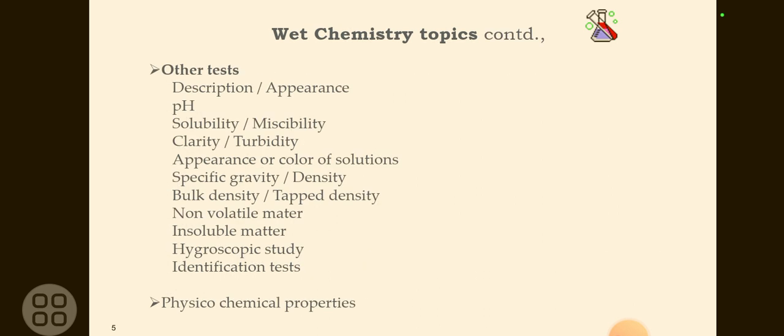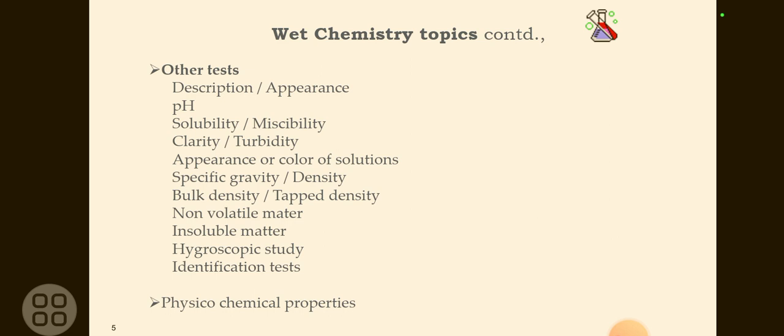The other wet chemistry topics involve description or appearance. This is nothing but whether your compound is solid or liquid, and what color, like whether it is a white material or green material. Whatever the color of your standard is, it should match your sample also. Then the pH, the final pH. Why? Because whenever we take the material at a particular pH only, it will go through different kinetic studies inside your body. Because of that, maintaining the compound pH is very important. This is a very crucial parameter for the API.